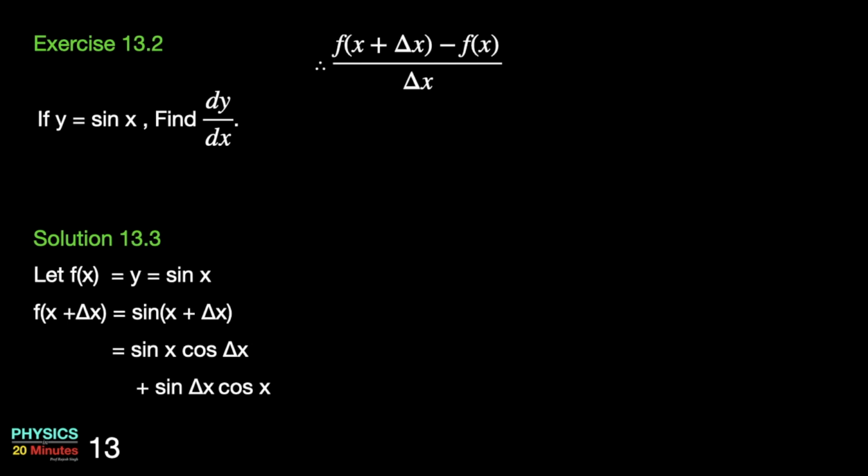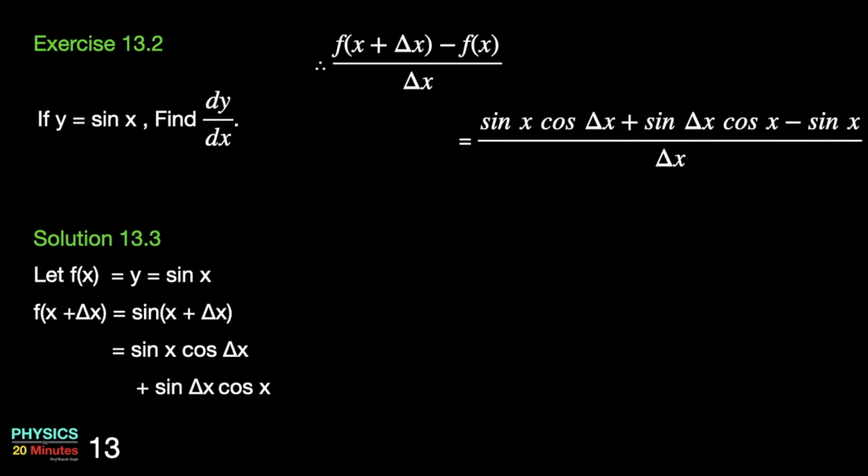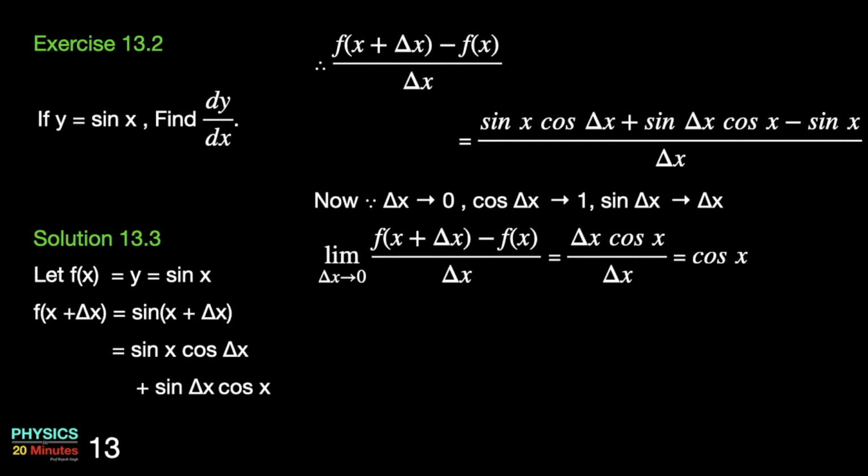Therefore, f of x plus delta x minus f of x upon delta x is equal to sin x cos delta x plus sin delta x cos x minus sin x upon delta x. Now, since we have to take the limit of delta x to 0, cos delta x will tend to 1, sin delta x will tend to delta x. Therefore, limit of delta x tends to 0, f of x plus delta x minus f of x upon delta x will be equal to delta x cos x upon delta x, which is equal to cos x. Therefore, if function is sin x, its derivative is cos x.